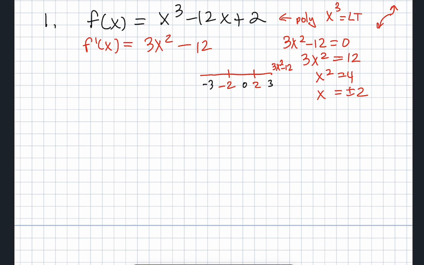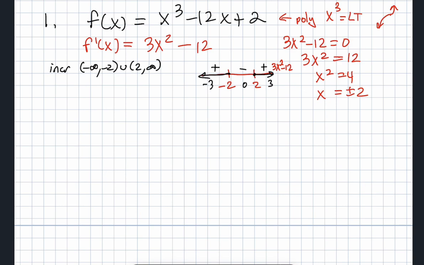If we plug in -3, we get 3 times 9, which is 27 minus 12, which is a positive. If we plug in 0, we get 0 minus 12, which is a negative. If we plug in 3, we get 27 minus 12, which is a positive. So before you go further, let's write down what that means. So it means that it is increasing from -infinity up to -2, and then again from 2 to infinity. That is these portions here.